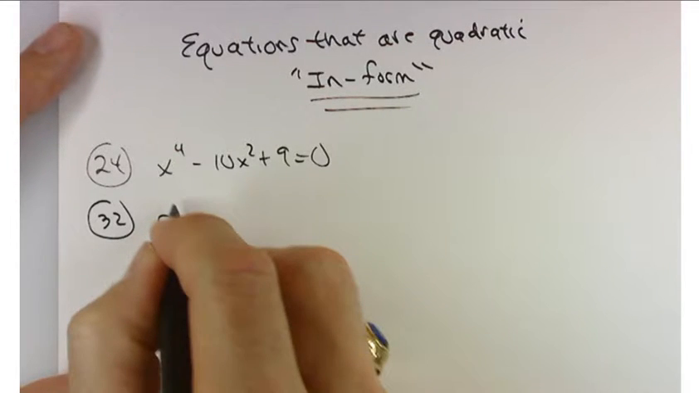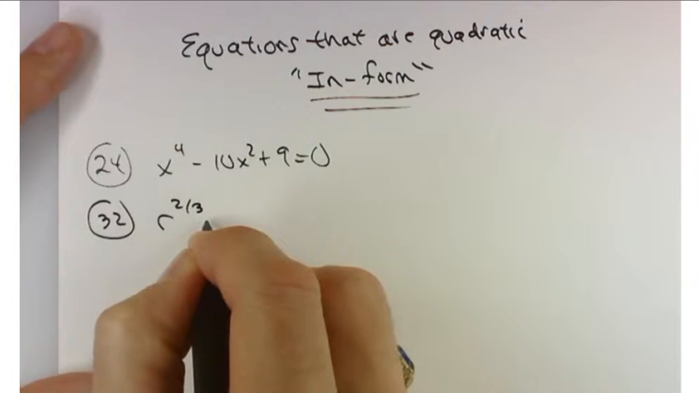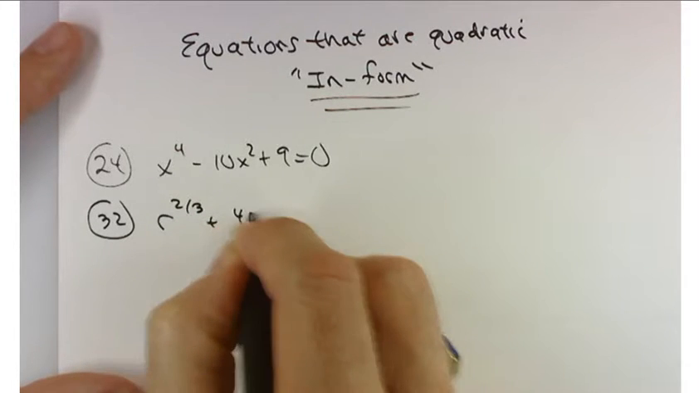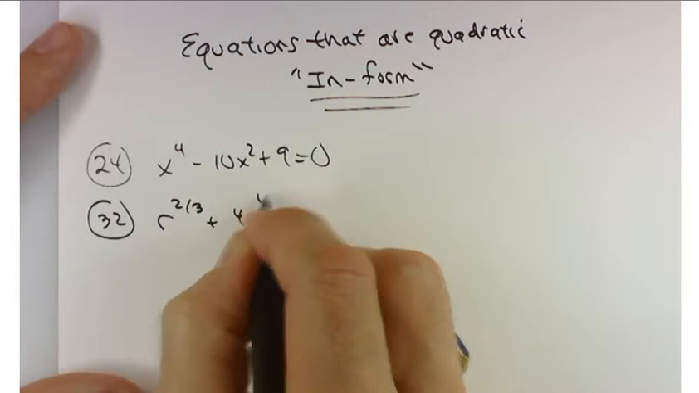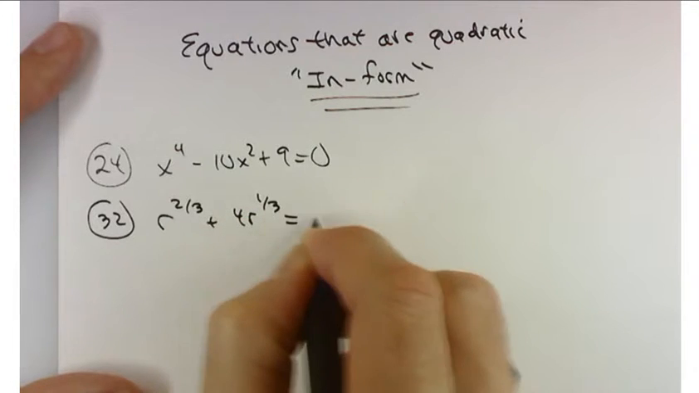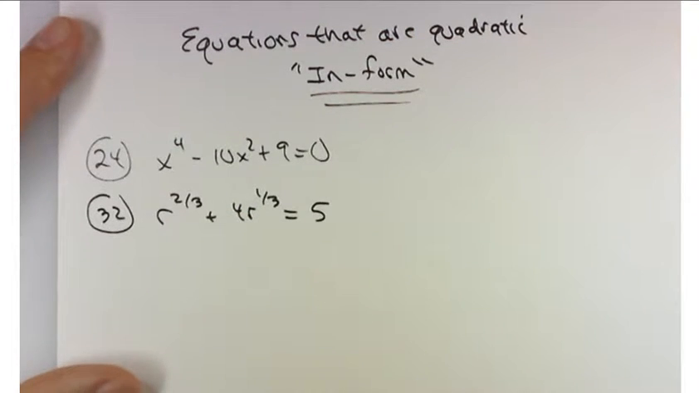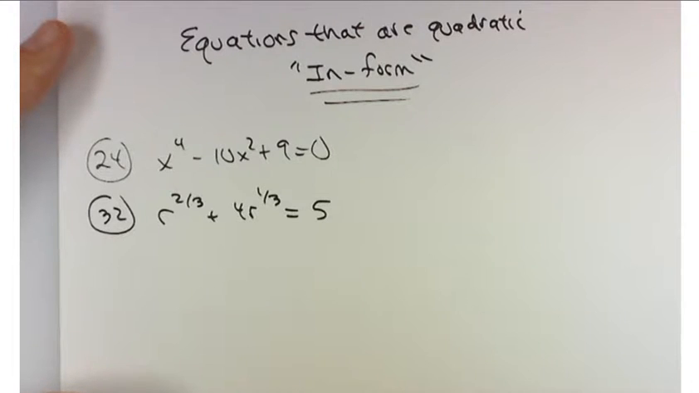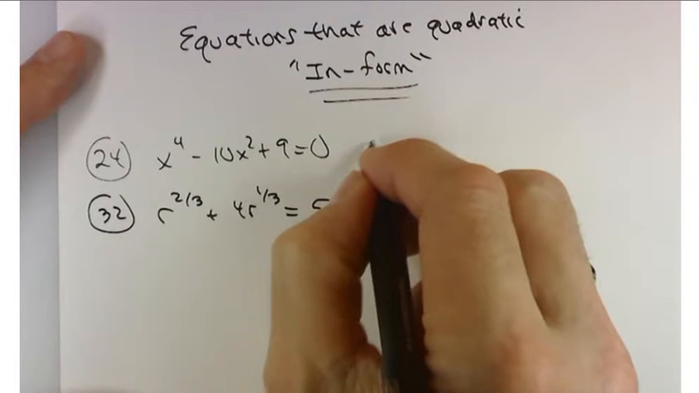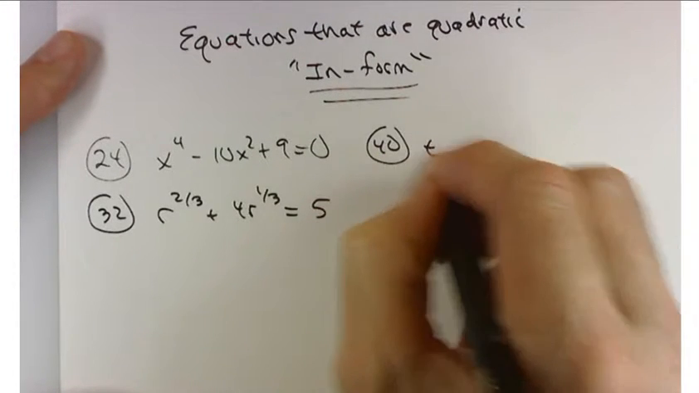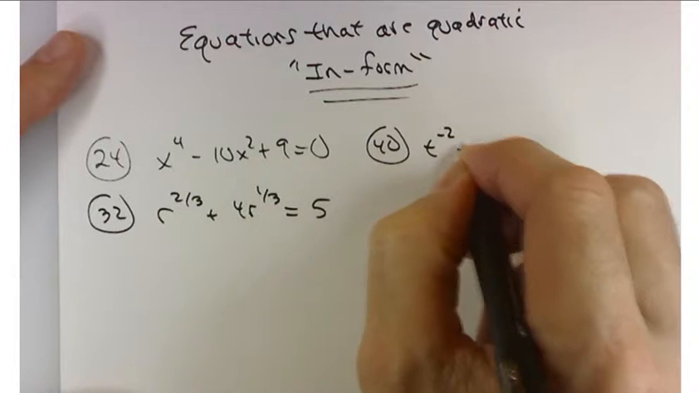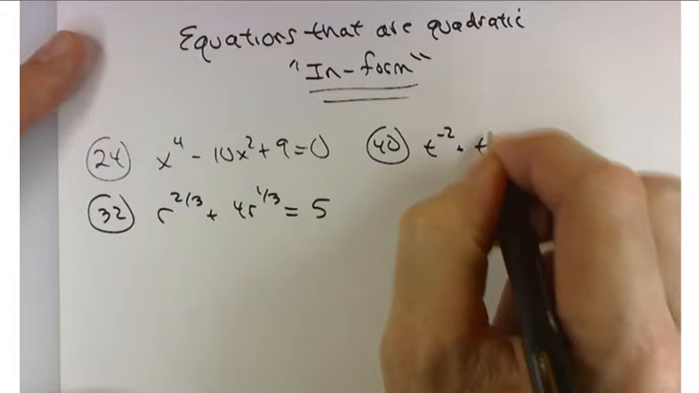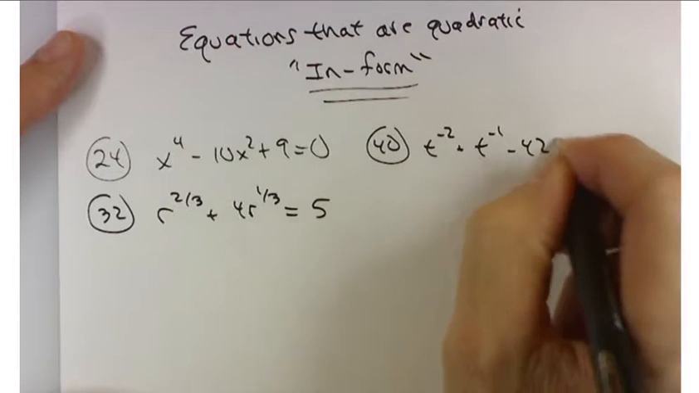Number 32: r to the 2/3 power plus 4 times r to the 1/3 equals 5. That's quadratic in form. Problem number 40: t to the negative second plus t to the negative first minus 42 equals 0.